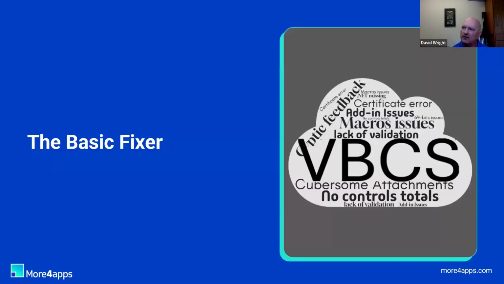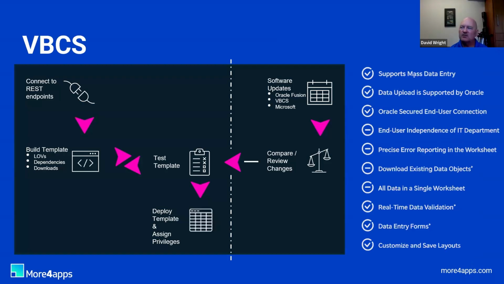The tool that I do like that Oracle has, especially as a consultant, rather than for end users, is what I term the basic fixer, which is VBCS, or VBFAF is the other term that you'll hear. And that's the Excel add-in that Oracle provide that can talk to REST services. And this is the most advanced solution that they've got, and it works only with REST endpoints. So if you're trying to use SOAP, you cannot use this solution.